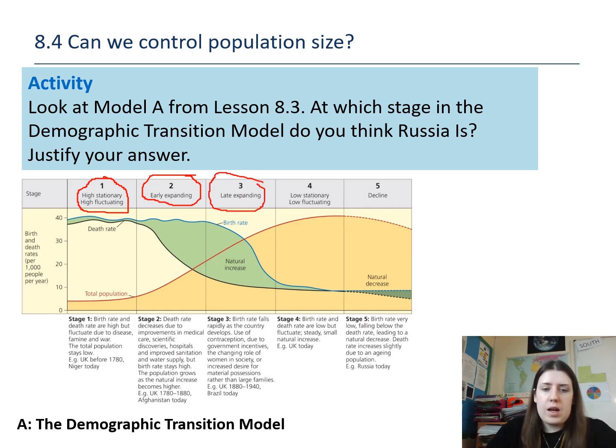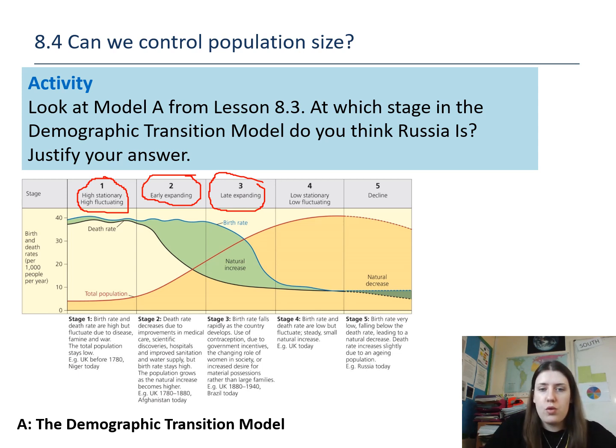Number 3, you can see the death rate is still decreasing a bit, but it's starting to go a bit more flat, but you see your birth rate is decreasing. So this could be that there's a change in women in society and they are not wanting to have as many kids, or they're waiting to have kids and putting things like careers first.